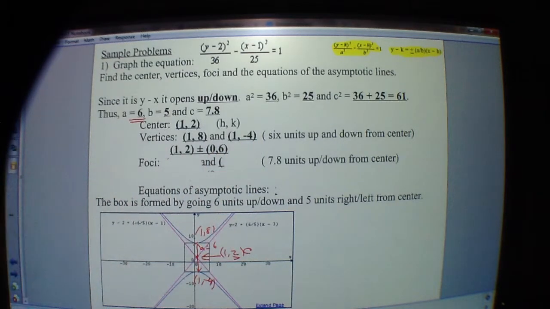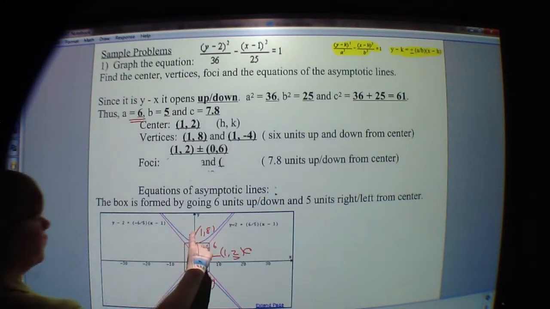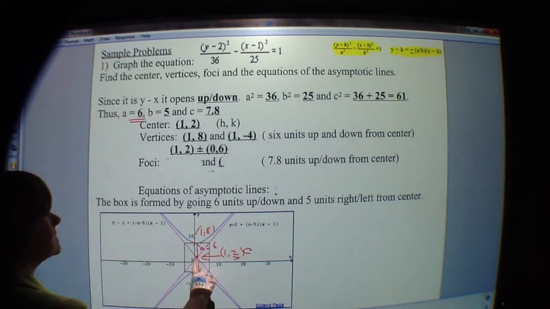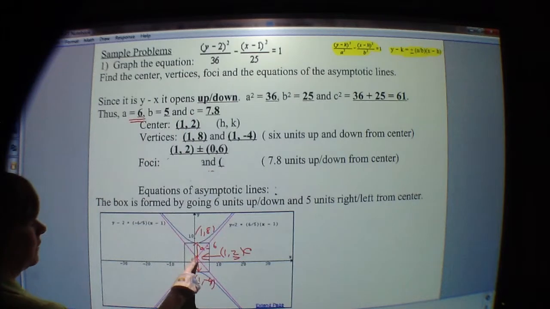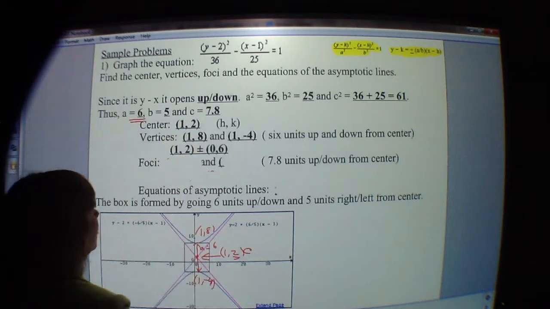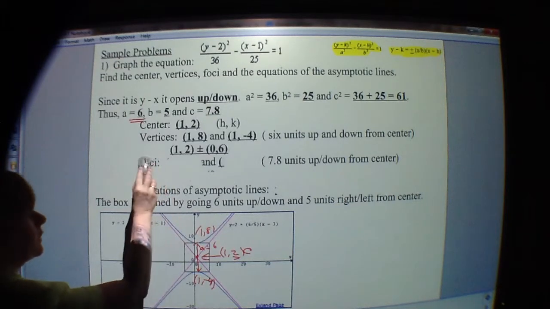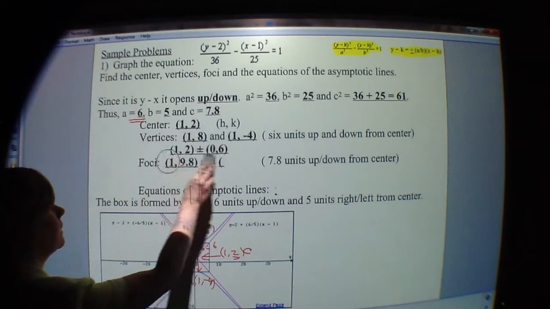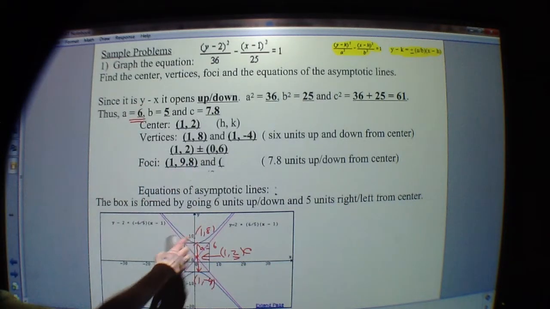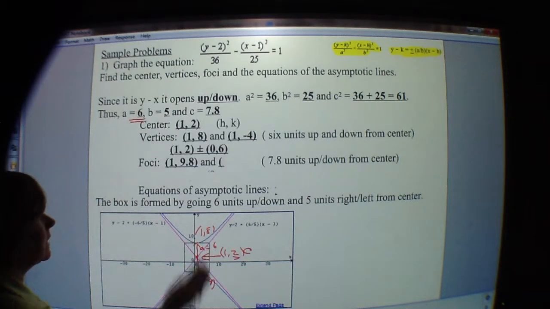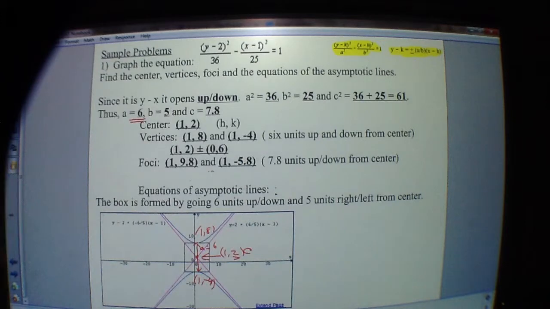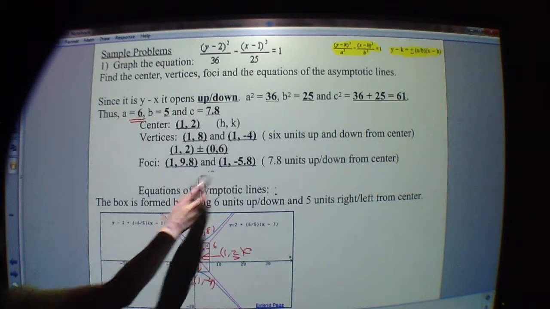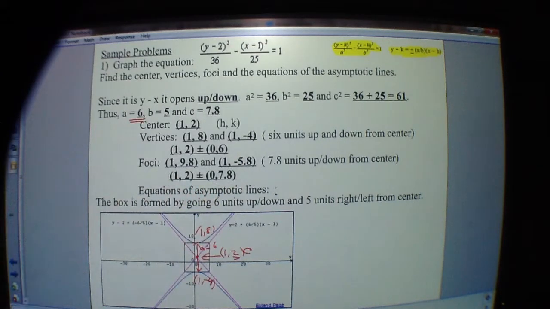The focus point is c. So I'm going c units up or c units down, 7.8. From this 2, I'm going to add or subtract 7.8. 2 plus 7.8 gives me 9.8, so I'm at (1, 9.8). If I subtract 7.8 from 2, I'm at negative 5.8, so (1, -5.8). That's the math that I did.